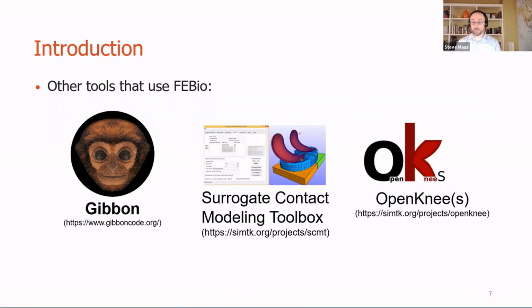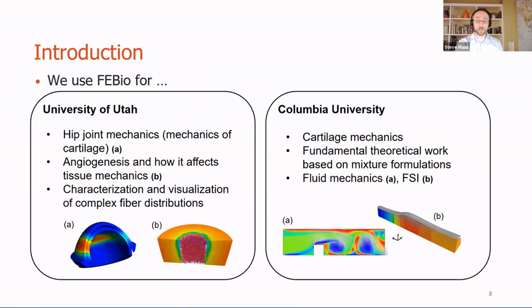There's also the surrogate contact modeling toolbox, which you can find on SimTK. This toolbox uses FEBio to essentially build a library of surrogate models. And then there's also the Open Knees project, which aims at providing three-dimensional, fully detailed knee models. And they distribute these models as FEBio input files. So I think this gives you an idea of where and how FEBio is used in the community.